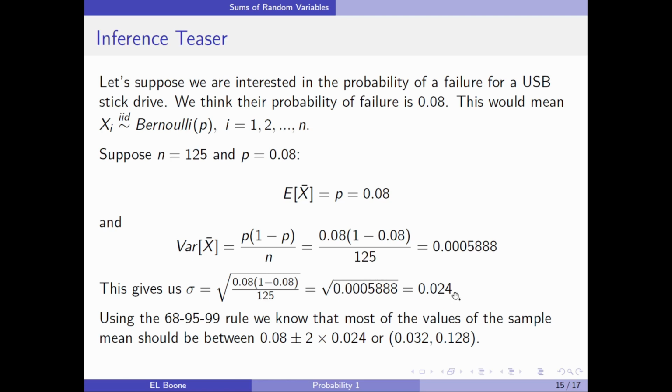Now we're going to slam one of the rules that we know that we're kind of loosely putting together here just to get you moving along. There's the 68, 95, 99 rule that says most of the values of the sample mean should be between plus or minus 2 standard deviations, if you remember that, or between 0.032 and 0.128. Okay? This is what we would expect if we took a sample of 125, and if the failure rate is 0.08, we would expect this interval to capture this.